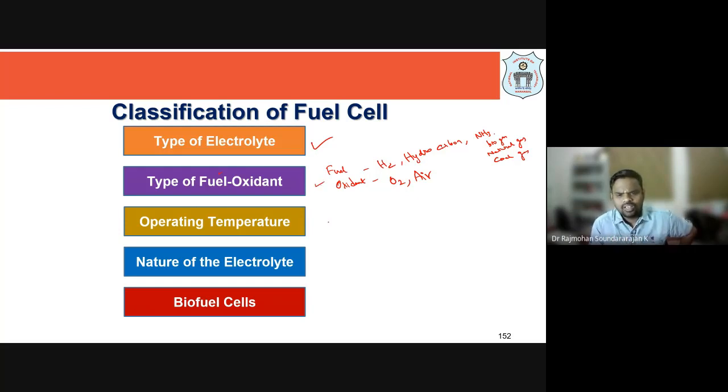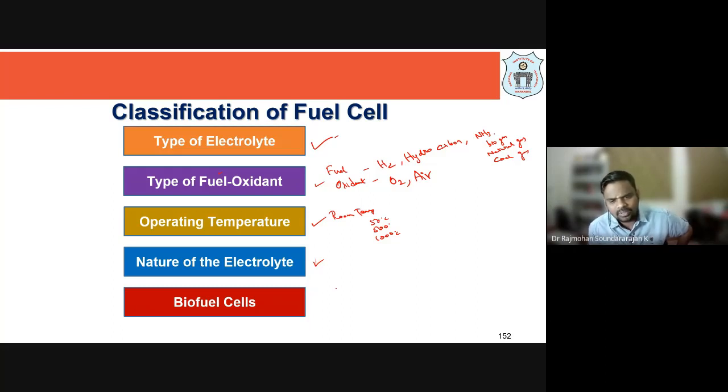Okay, and depending upon the operating temperature, whether you are going to do it at room temperature or up to 50 degrees Celsius, or whether you are going to do it at 500 degrees Celsius or 1000 degrees Celsius, based on the temperature also we can classify the fuel cells as low temperature, medium temperature or high temperature fuel cells. And based on the nature of the electrolyte, either what is the pH, whether it is alkaline or acidic in nature, or whether it is a solid electrolyte or a liquid electrolyte, we can classify the fuel cells.